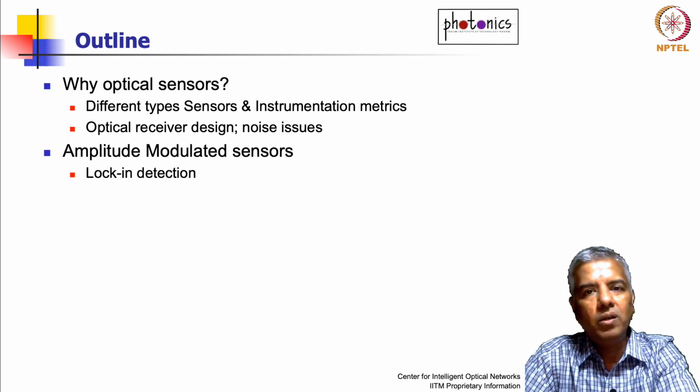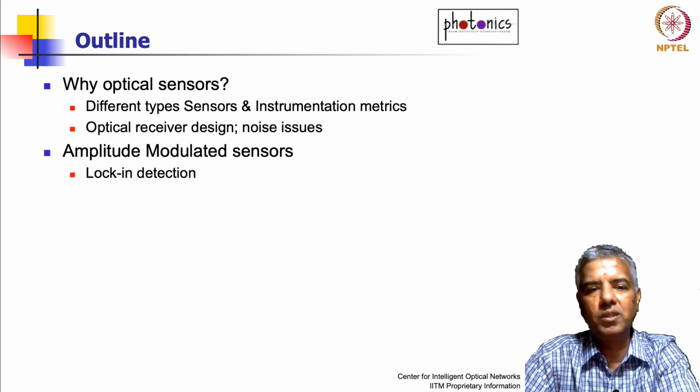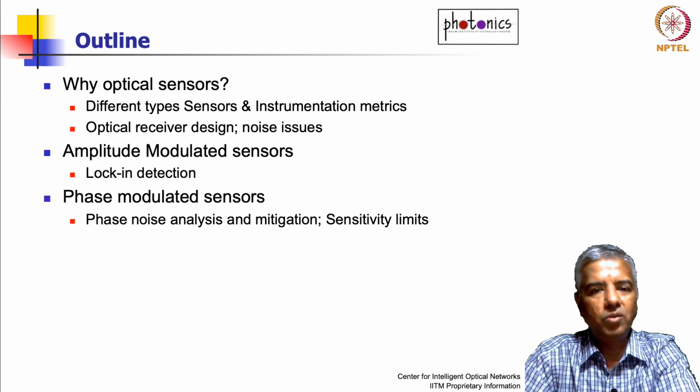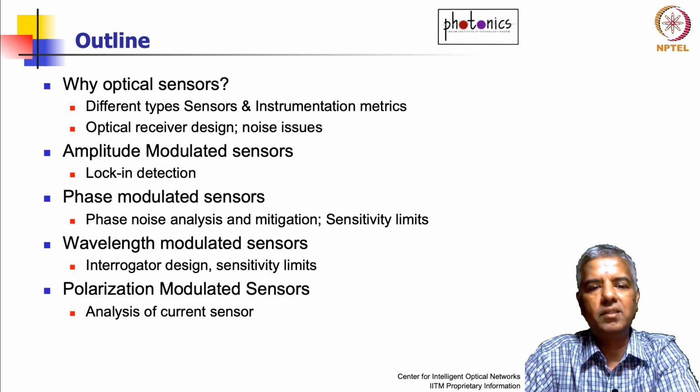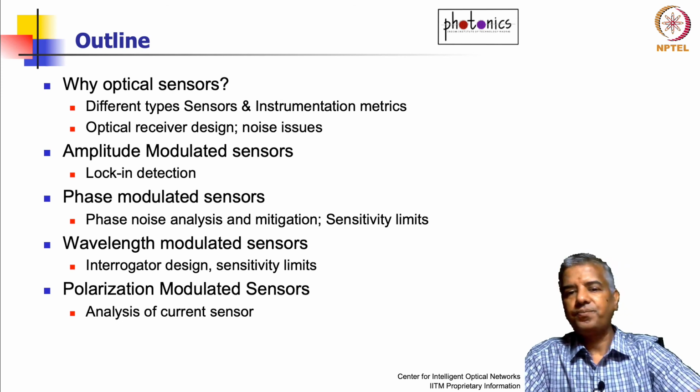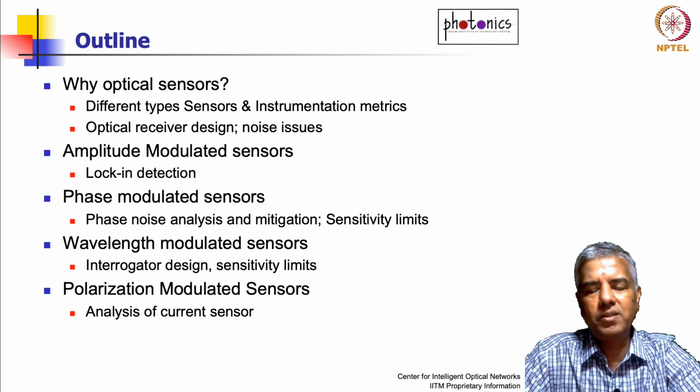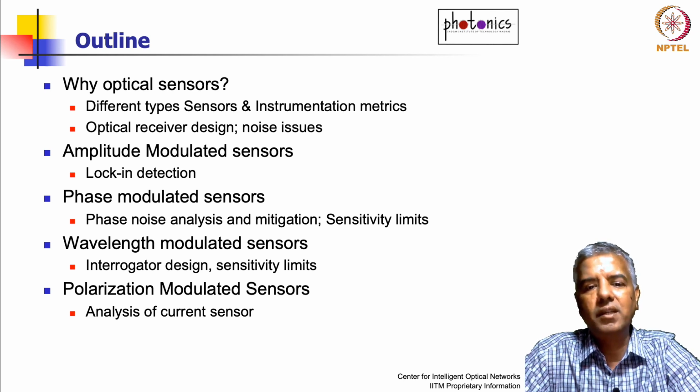Then we will go on to different types of sensors. First we will look at amplitude modulated sensors, then we will go on to phase modulated sensors, then wavelength modulated sensors, and finally polarization modulated sensors. So these are the different types of sensors. We'll look at examples, we'll look at case studies corresponding to each of those sensors, and what the typical issues there are.